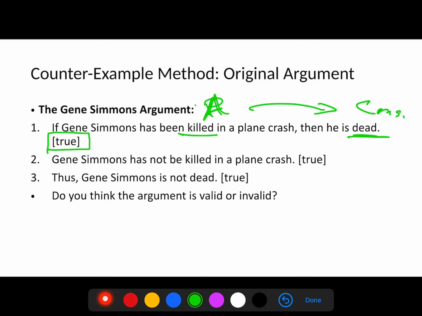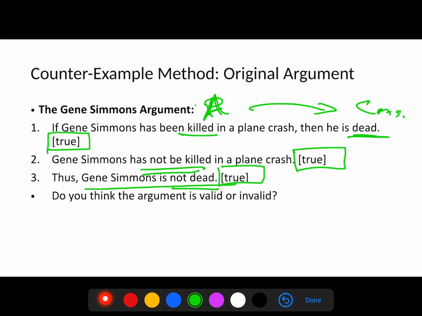Consequent and antecedent there. Then we have: Gene Simmons has not been killed in a plane crash. That's also a true statement, at least as far as I know today. I didn't get an alert about Gene Simmons. Then we get the conclusion line that Gene Simmons is not dead. Also a true statement as far as I know today. I did check this morning before recording this video.